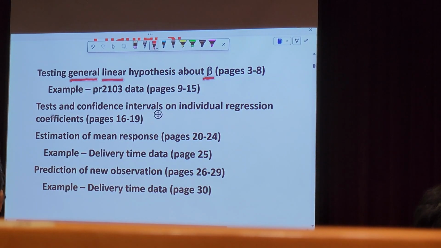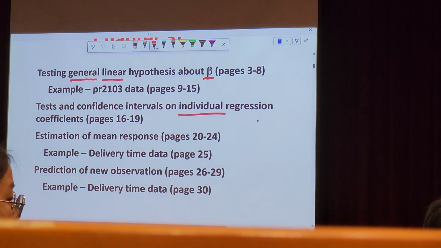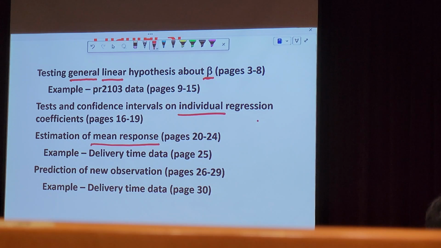And then I talked about tests and confidence intervals on individual regression coefficients. So you need to understand the X prime X inverse matrix, because that tells you what your variance is. And then we also talked about how to estimate mean response. And finally, prediction of new observation.